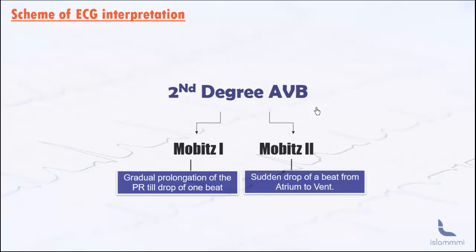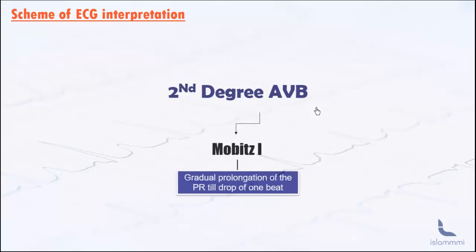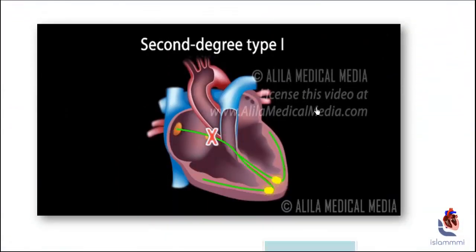Type 1 is a little bit benign, okay? So the impulse will come from here to here. It will be slower, and then the next one will be even more slower until it's blocked, until it's not coming. It stops here, okay? So normal, slower, more slower, more slower, and then it's blocked. It's not going. This is type 1, okay?